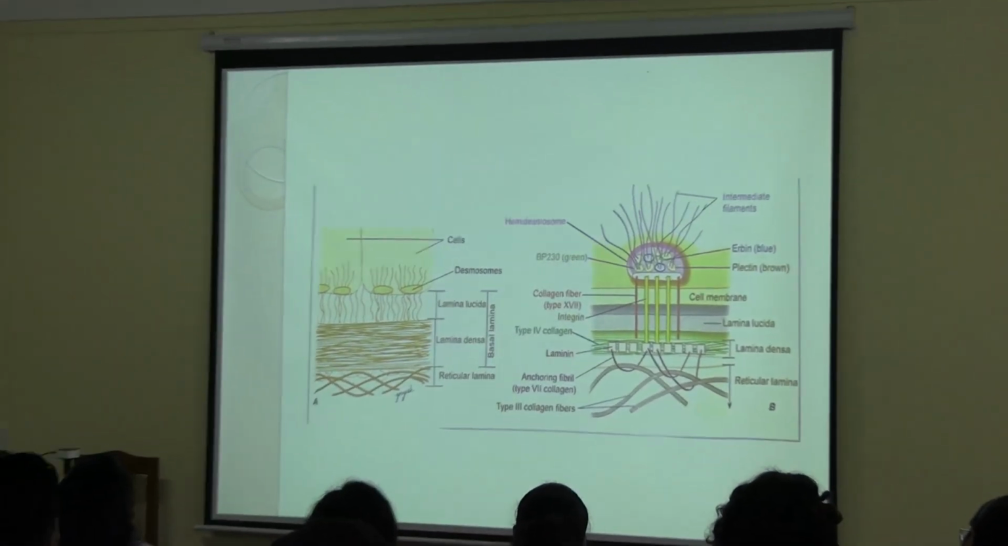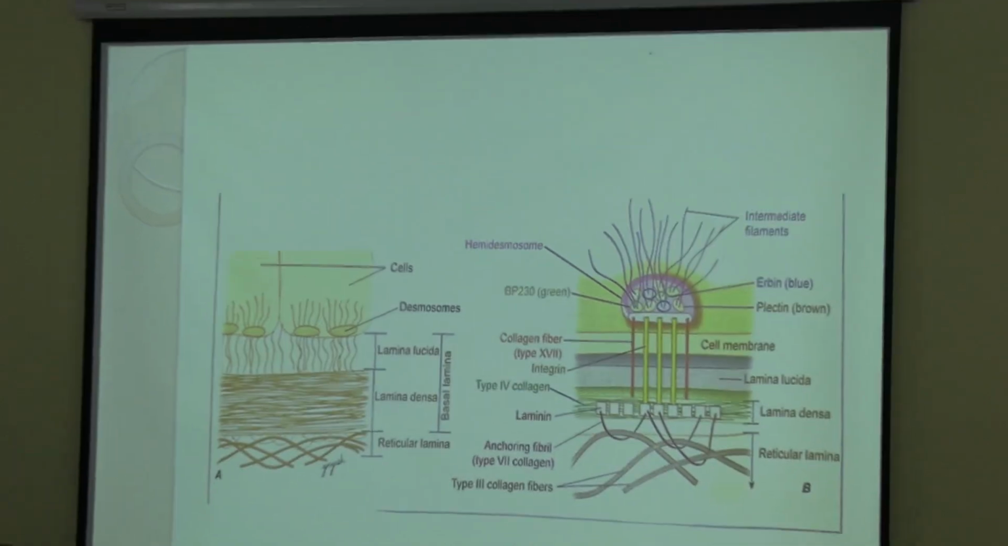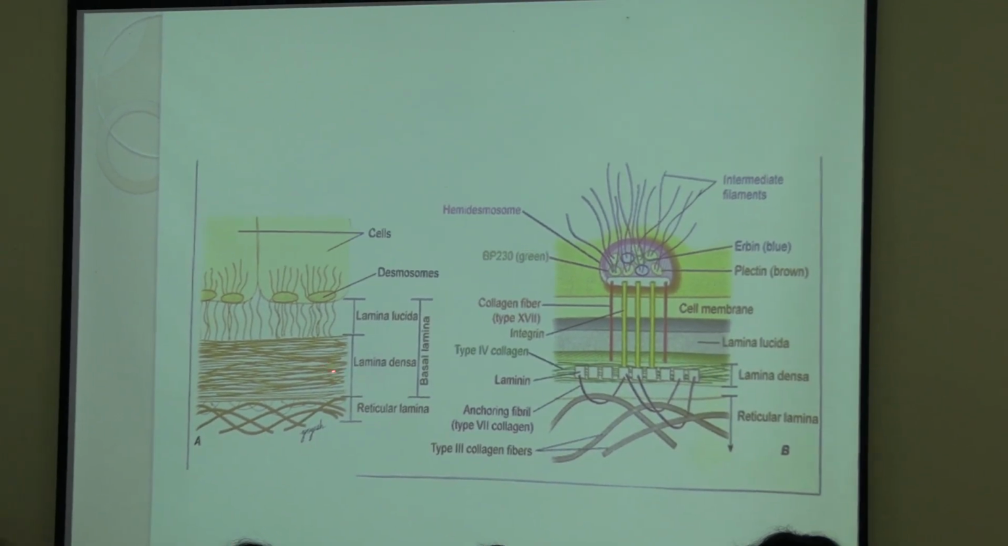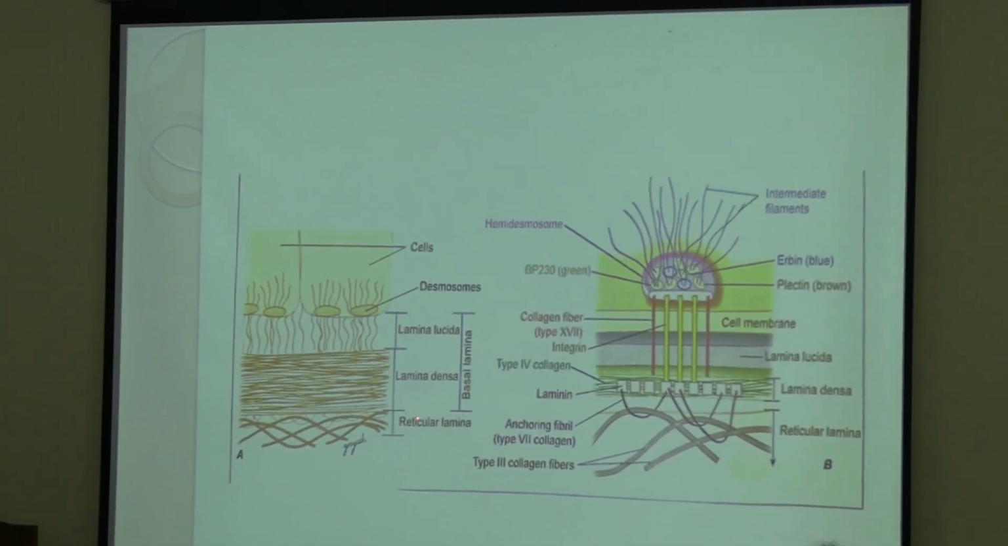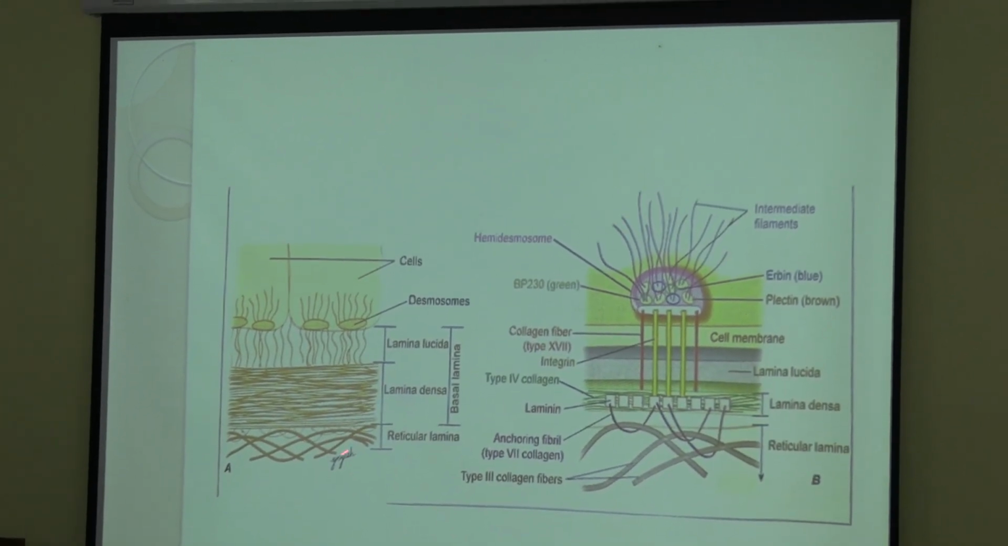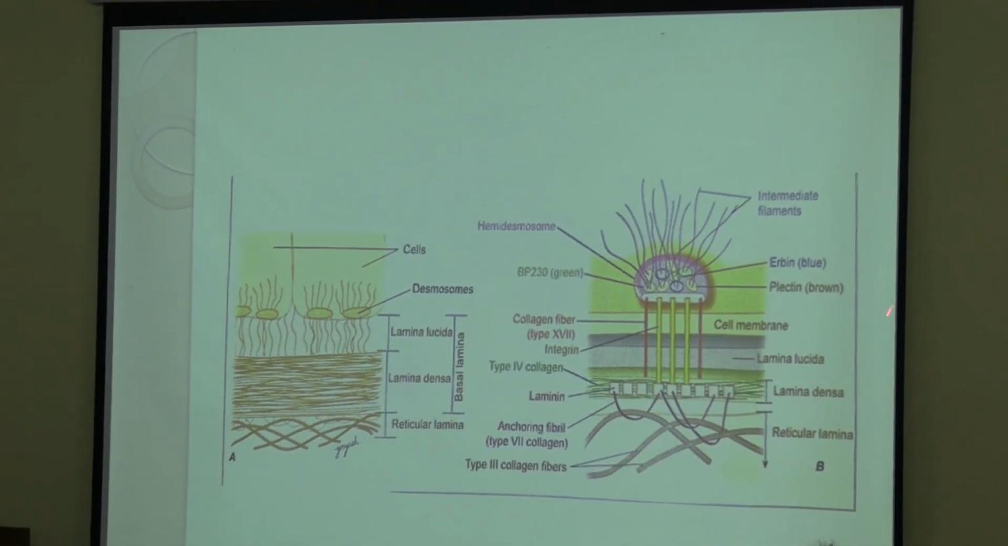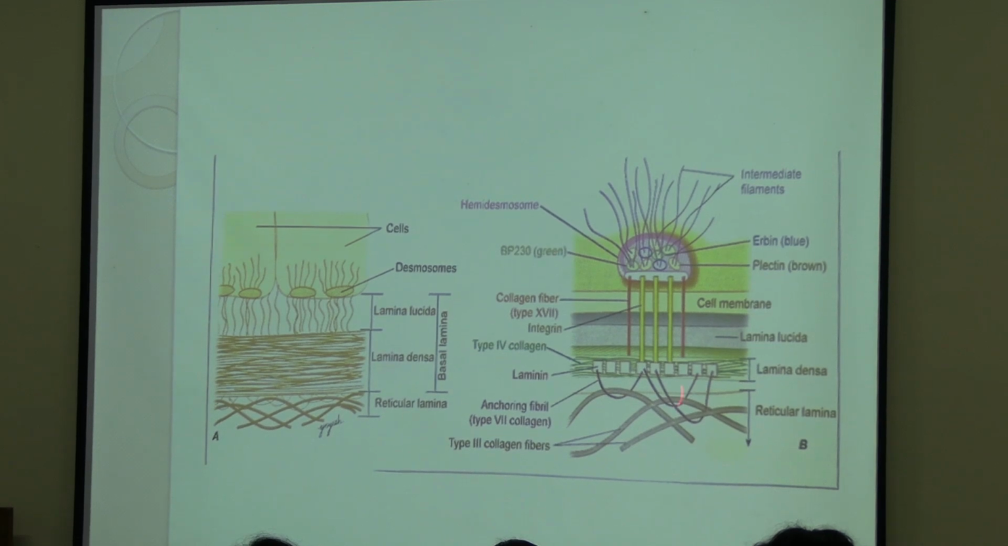It will contain type 4 collagen fibers and amorphous matrix. Then lamina densa also has type 4 collagen fibers. And the deep layer is the reticular lamina, which will have type 7 collagen fibers. Clear? You can see in the diagram also, this one. Clear?